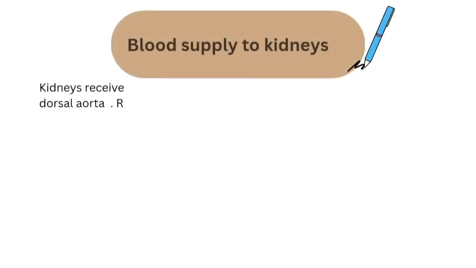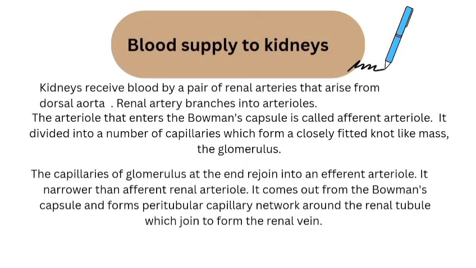The next key idea is blood supply to the kidneys. That is how blood is supplied to the kidneys. Kidneys receive blood by a pair of renal arteries that arise from the dorsal aorta. Each renal artery branches into arterioles. The arteriole that enters the Bowman's capsule is called the afferent arteriole. It divides into a number of capillaries, which form a closely fitted knot-like mass, the glomerulus.